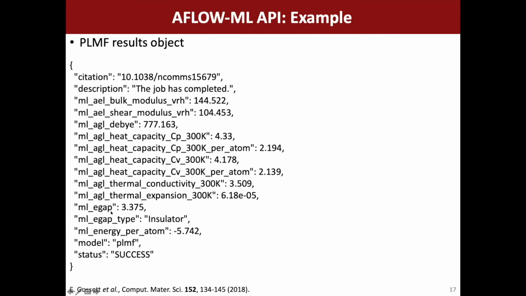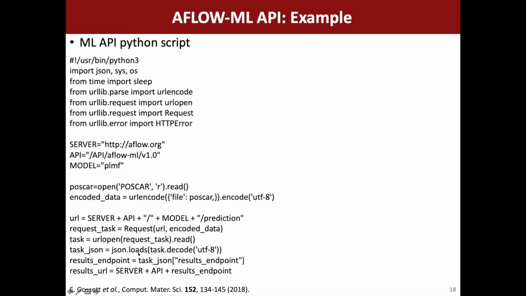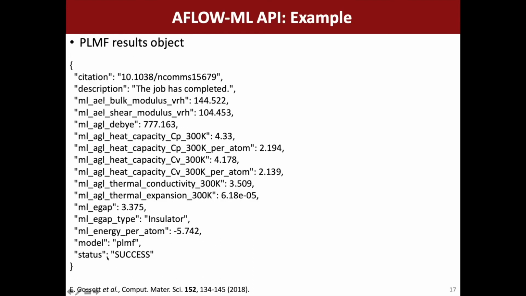A results object looks something like this. This is an example of a successful results object for the PLMF. You can see the status here is successful. You can see the citation, so this is for the PLMF model. This is the Nature Communications paper describing this model. And then you get things like the prediction for the bulk modulus, the shear modulus, the Debye temperature, the electronic band gap type, and so on. And it also records which model you were using. I'm just going to go through one example here so you can see what it actually looks like in practice.